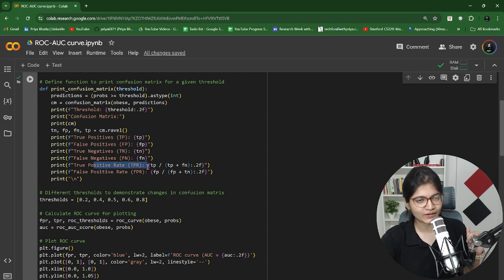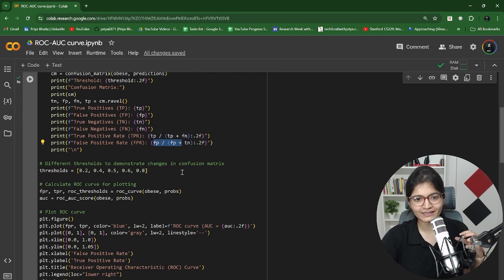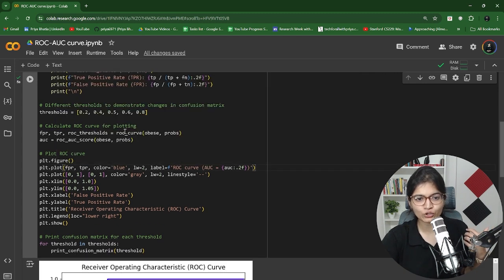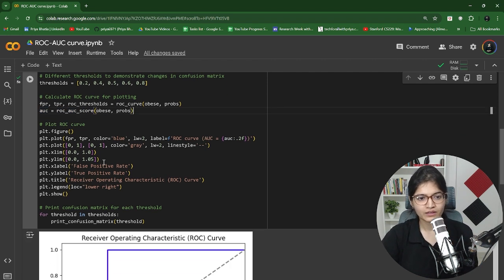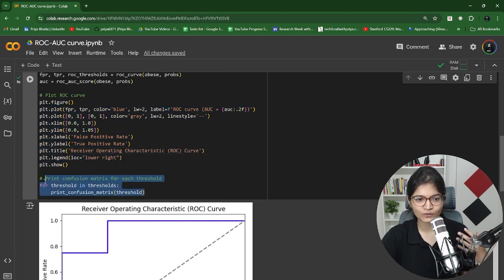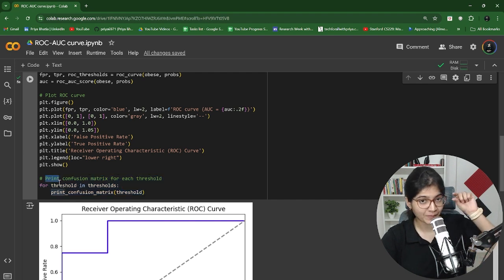After that, we evaluate the value of TPR and FPR for all the instances. Now, you know what TPR is: TP upon TP plus FN. What is FPR? FP upon FP plus TN. We evaluate that up to 2 decimal places, and then we play with the threshold. Whatever values we get as per the thresholds, we curate a ROC curve for that. And finally, we get the AUC score by applying the ROC AUC score function with the obese values and the probability values that we get. Then we plot those values, do the labeling part, and finally print everything with respect to every threshold, which we are passing in the list.